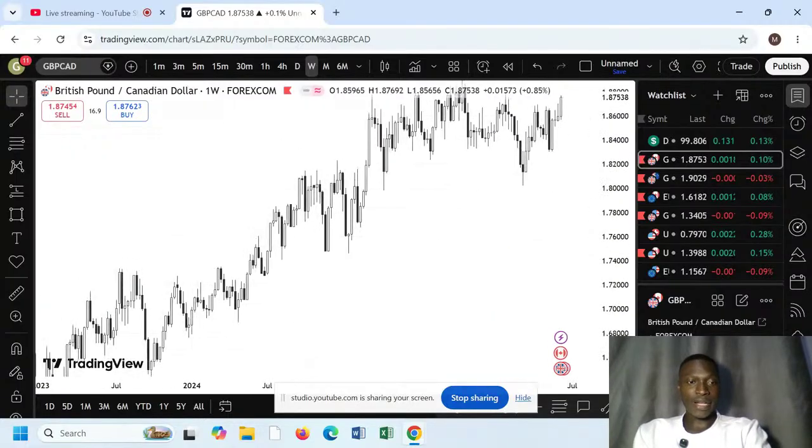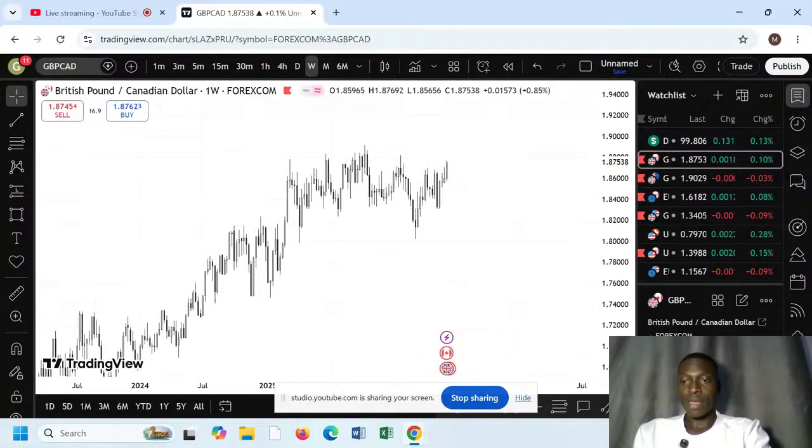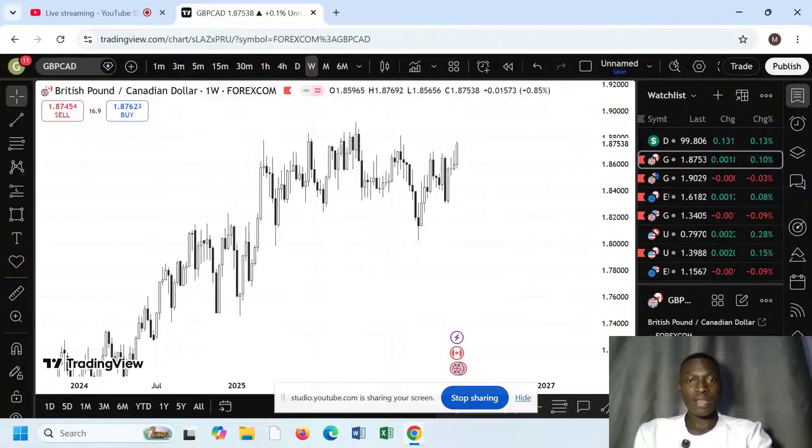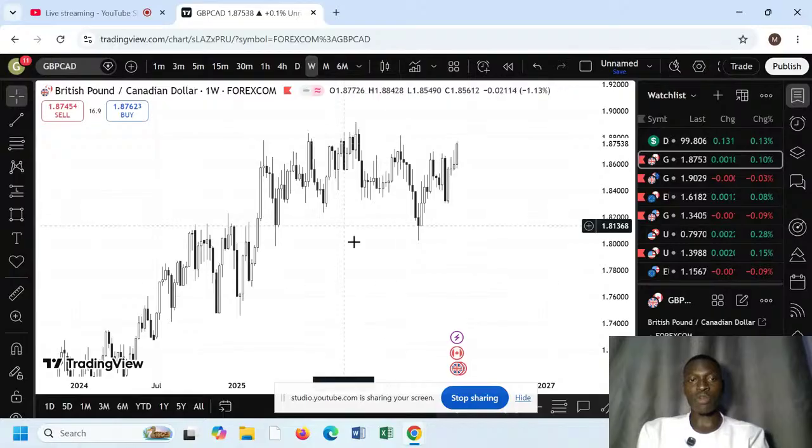Now, looking at this GBP card market, just use your eyes. Your eyes are the best indicator. You can clearly see with your eyes that GBP card is bullish on the higher time frame. For the past weeks, let me go to the monthly time frame. You can clearly see that price has been moving up. Now it's in a bit of a consolidation, or a correction phase. So let me go back to the weekly time frame.